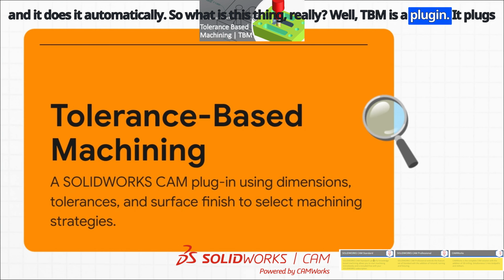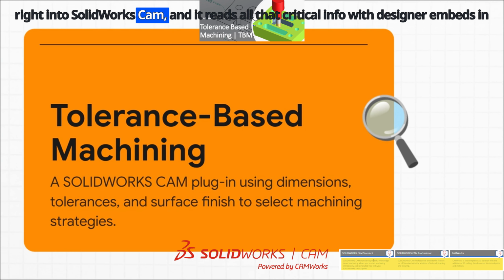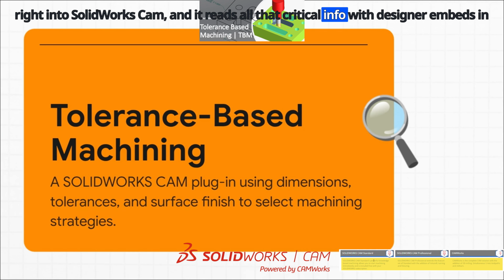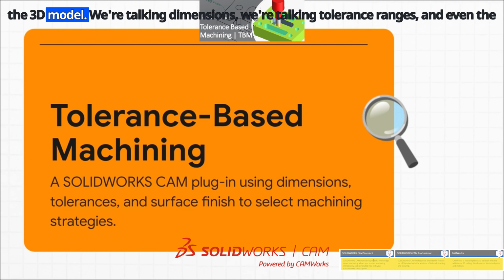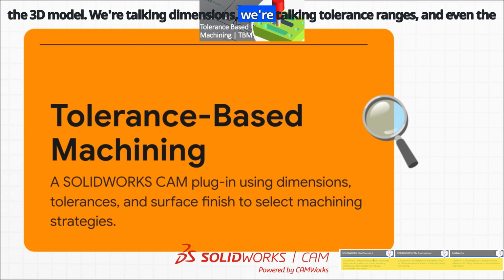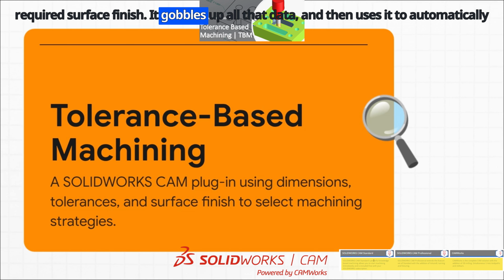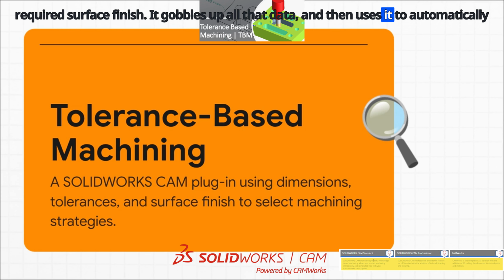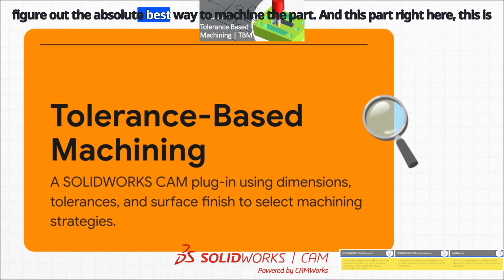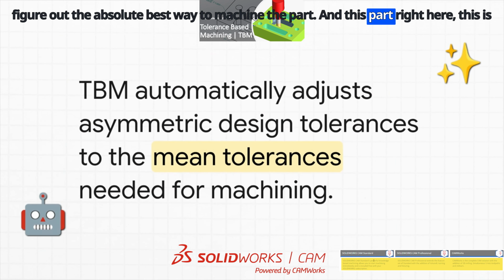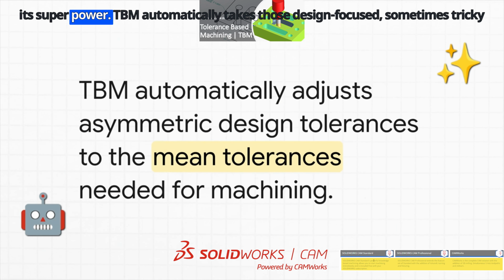So what is this thing, really? Well, TBM is a plugin. It plugs right into SOLIDWORKS CAM, and it reads all that critical info a designer embeds in the 3D model. We're talking dimensions, we're talking tolerance ranges, and even the required surface finish. It gobbles up all that data and then uses it to automatically figure out the absolute best way to machine the part.